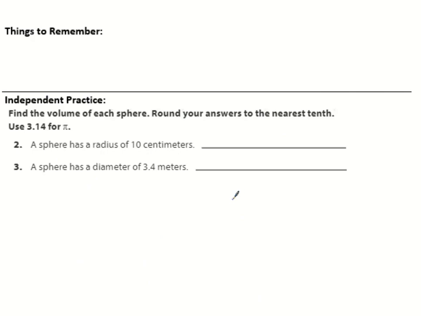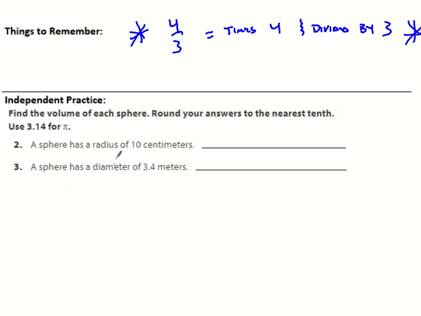All right, guys, that is all. So things to remember: 4/3 equals times 4 and divided by 3. Okay, let's do this independent practice. Make sure you show all your work, and that's all I got for you guys.